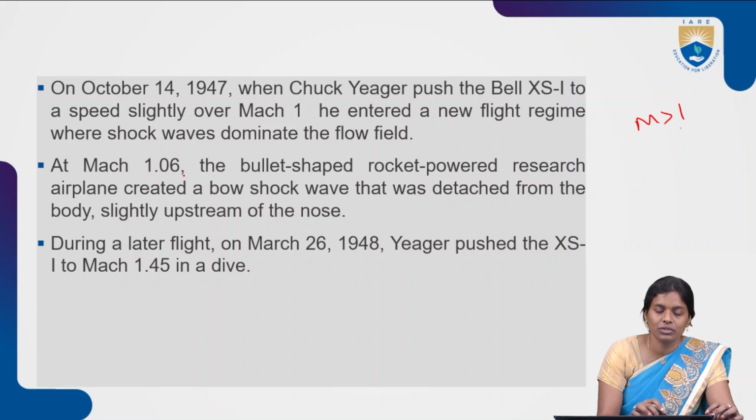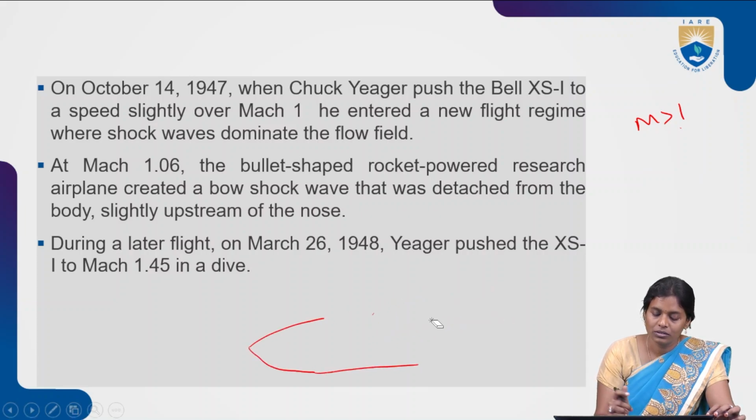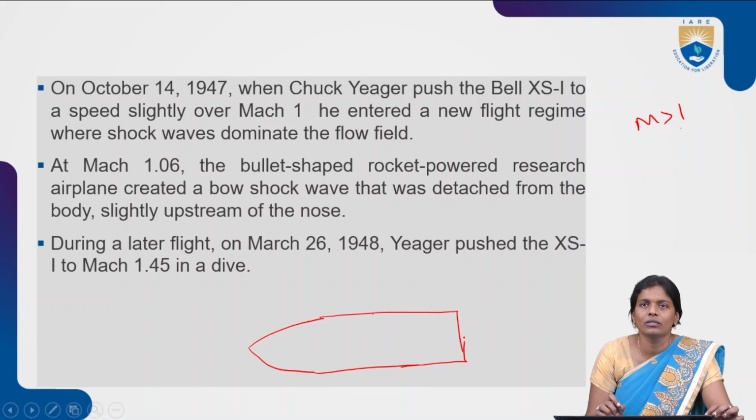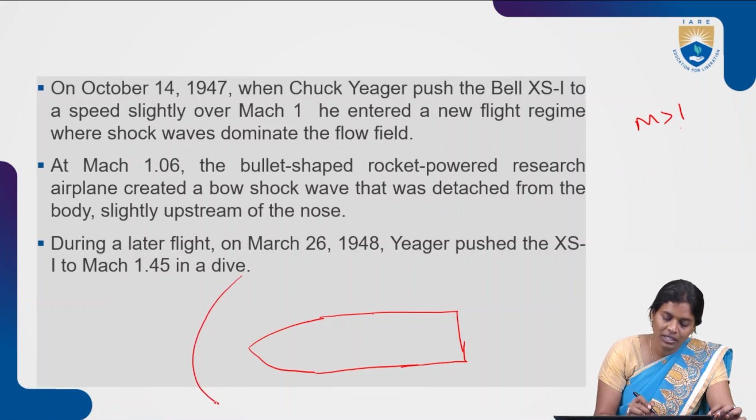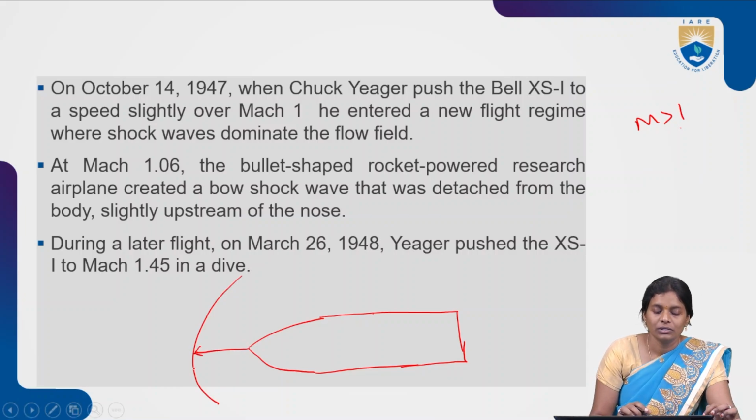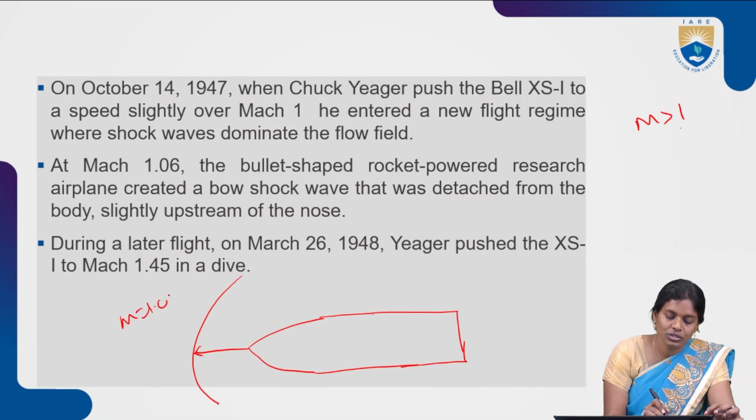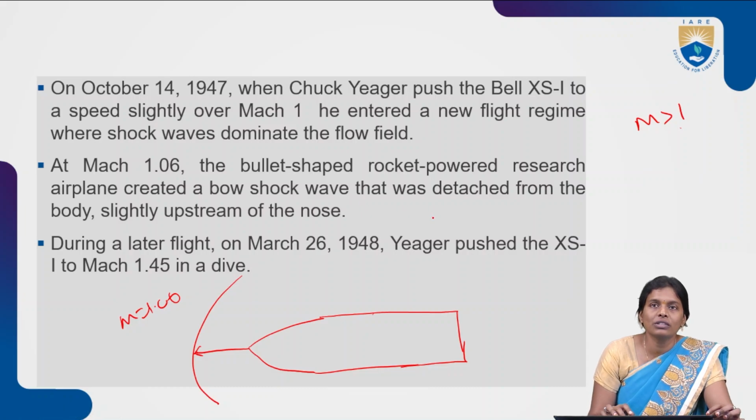At Mach 1.06, the bullet-shaped rocket-powered research airplane created a bow shock wave that was detached from the body slightly upstream of the nose. The bullet shape we can consider looks like this. The bow shock wave is created detached from the body, slightly upstream of the nose.